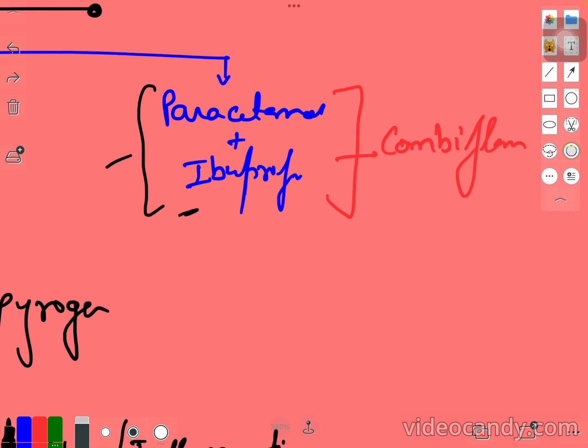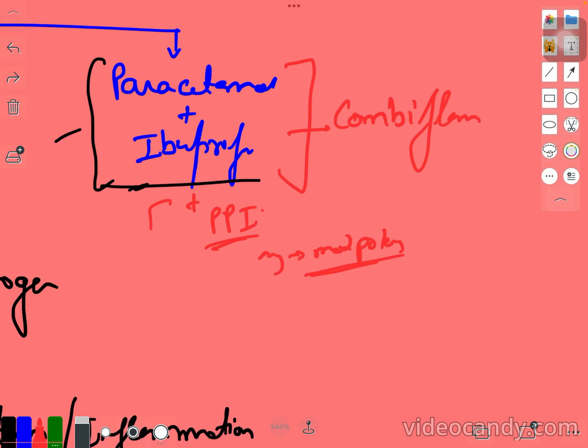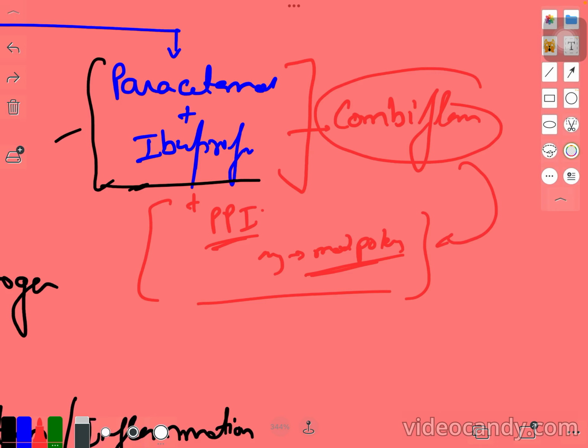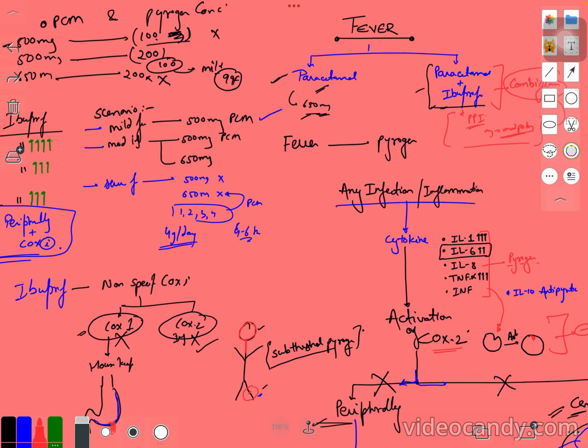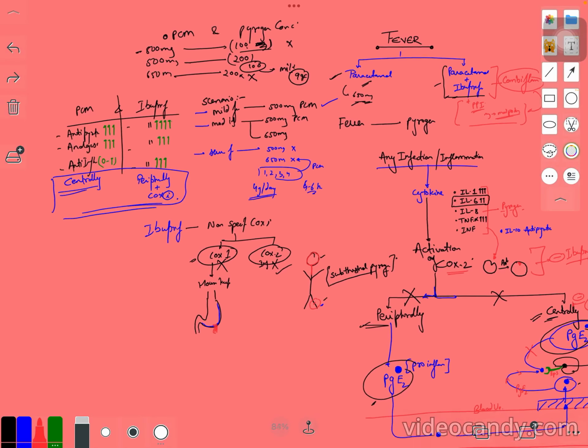Now one thing while giving ibuprofen is that because it's a non-specific NSAID, it will inhibit COX-1 as well. So you can combine it with a PPI, any PPI, particularly the moderate potency will work over here, right? For this case, we can add up this combination, Combiflam, right? And the patient will be good. He will thank you. You're a very, very nice doctor, right?